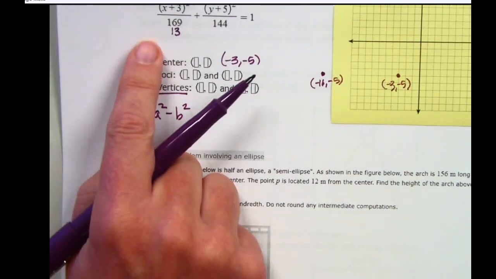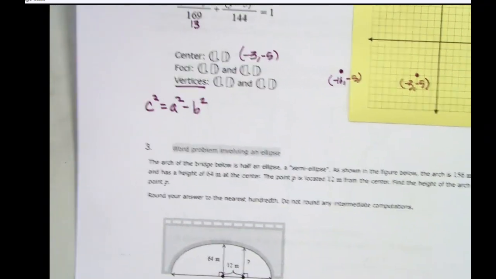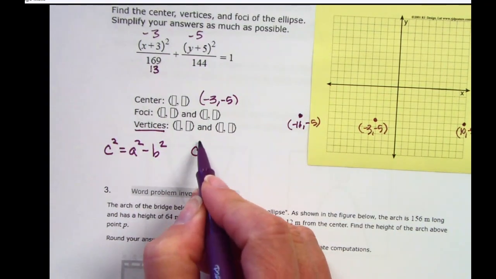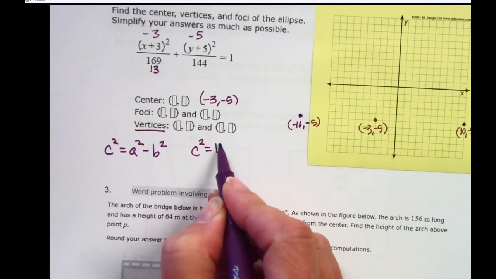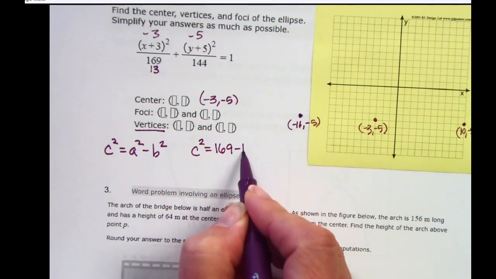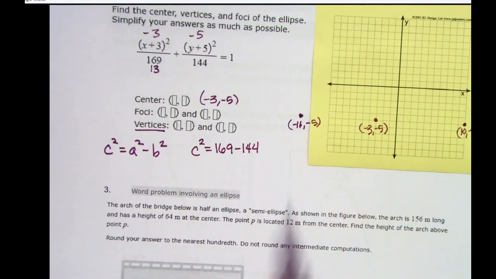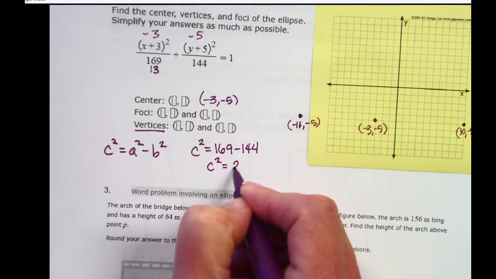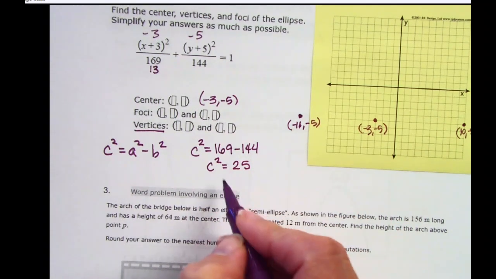How do you know which one is a? The bigger one. The bigger one is always a. So we've got c squared equals 169 minus 144. Oh, they're not always this nice. That's part of what makes this section hard. Your numbers aren't always friendly, but 25 is a pretty nice number they just gave.